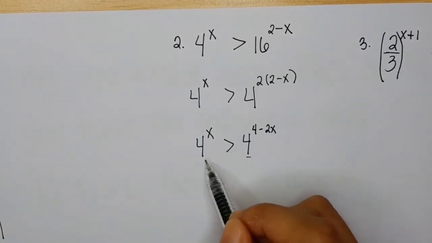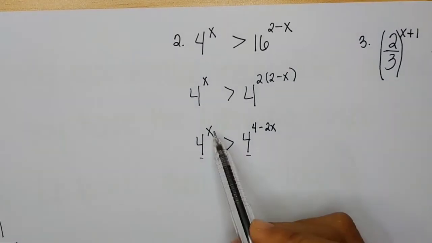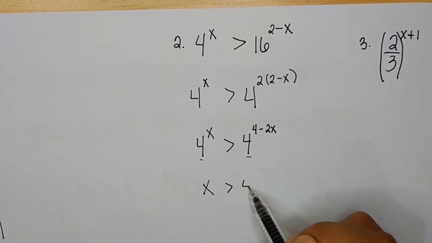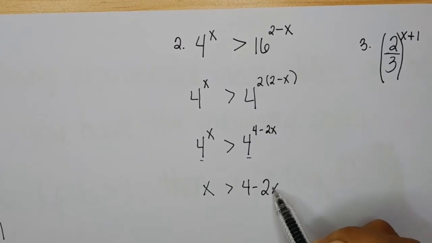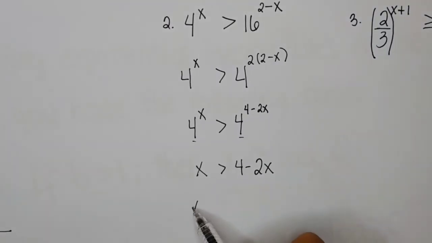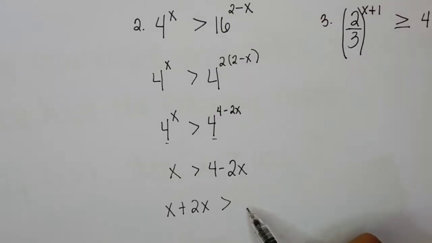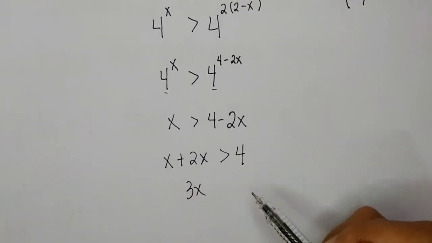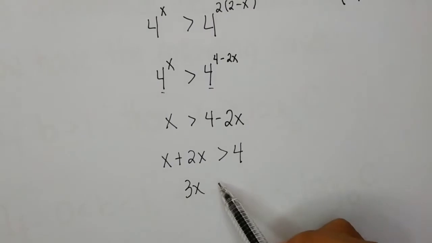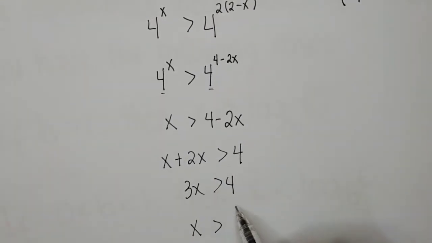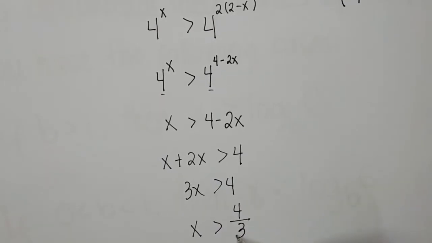Okay, so since same na sila ng base, pwede natin ibaba yung exponent. So, this will be x is greater than 4 minus 2x. So, we have x, transpose natin itong negative 2x, it will be plus 2x is greater than 4. So, this will be 3x is greater than 4. Divide natin by 3, that is x is greater than 4 over 3.